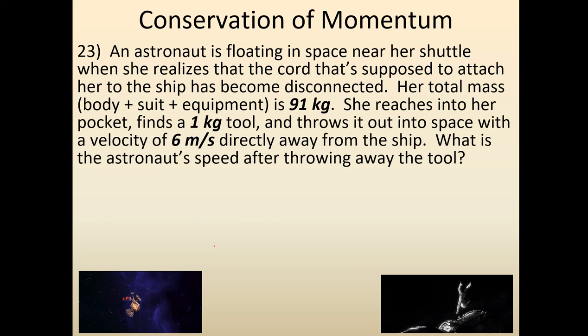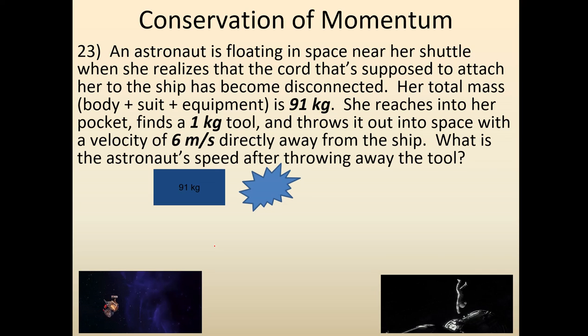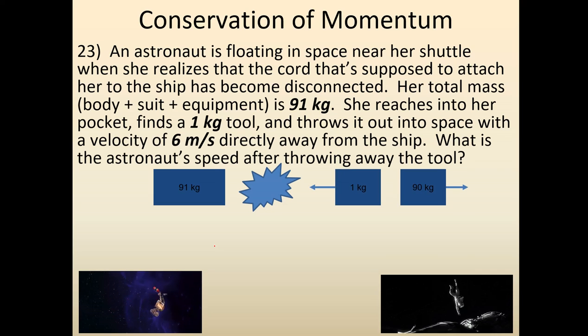Here's another question. Pause the video, work it yourself, and we'll go over it in a second. All right, so this is another explosion question. Even though I know technically there's no explosion, it goes by the same concept. So initially we have a person with their suit, with their equipment, floating at rest in space. Something happens and they end up throwing their equipment. We're going to say that the 1 kilogram tool goes to the left, which means that the astronaut's going to end up going to the right.